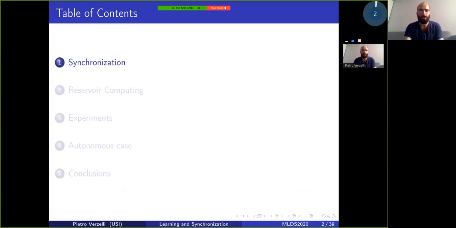So what we're going to do is discuss the role and the relationships between synchronization and reservoir computing, or machine learning in general. To do so, we're going to introduce synchronization first, then describe what reservoir computing is and their relationships, and then we're going to discuss an experiment. And finally, just a short case about the autonomous case, which is a bit different framework, with a different theoretical part which we wish to develop in the future.